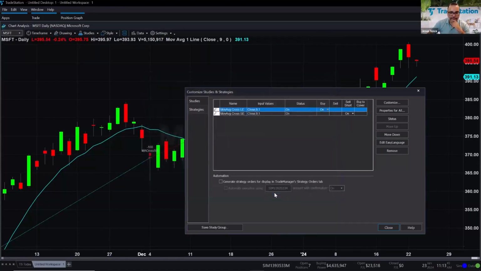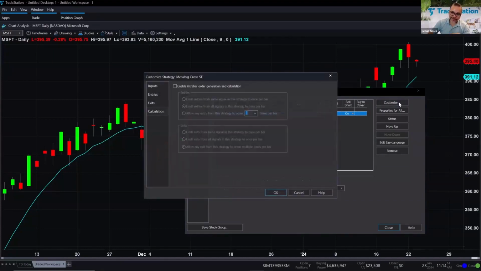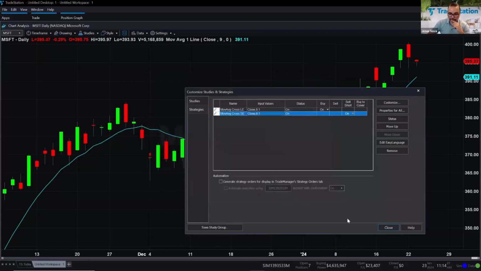I'm just going to click OK. And I'm going to do the same thing here for the short entry, especially because we were monitoring the trade that was right here on this bar. So I want to make sure that I modify the short entry calculation because that's what's going to affect that particular entry. So the short entry is highlighted. I'm going to click on Customize, then Calculation, and put a check right here on Enable Intrabar Order Generation and Calculation. I'm going to leave the settings as they are, and I'm just going to click OK. And then click on Close.